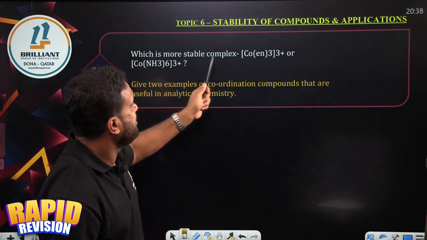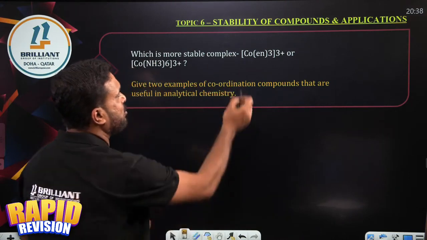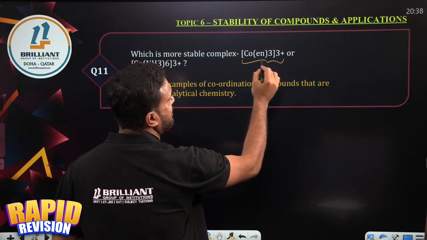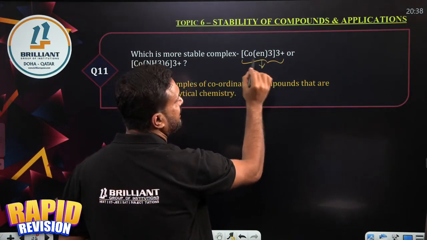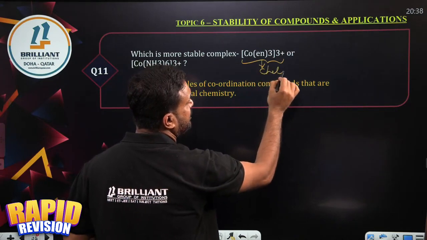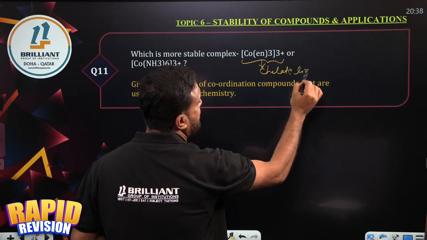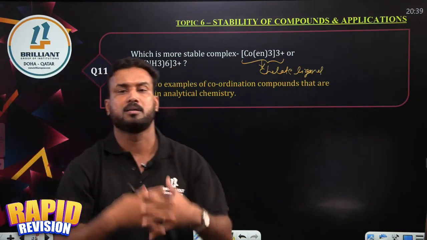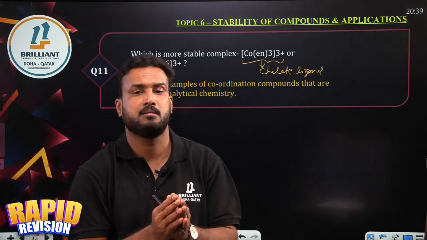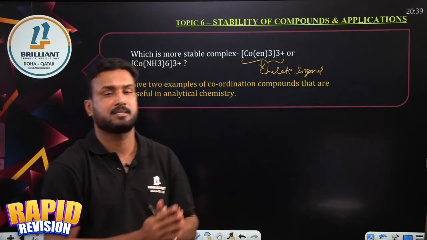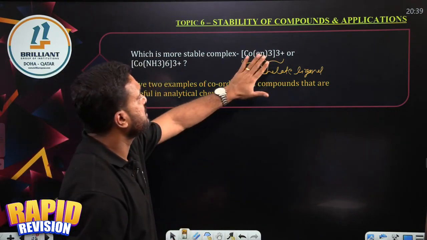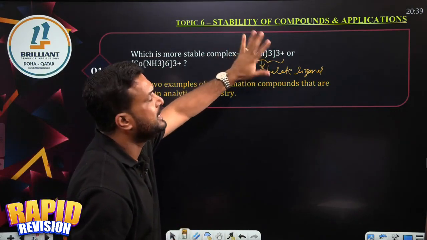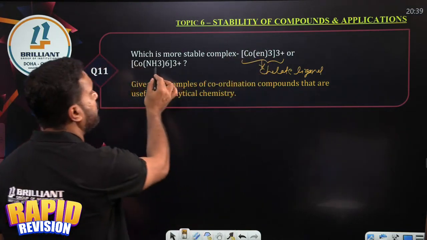So which is more stable complex? See, which is more stable complex? Co(en)3 3+. Here en is what? A chelate ligand. What is a chelate ligand, do you know? A chelate ligand forms a stronger complex due to that cage-like structure. So when en or EDTA is there, that complex will be more stable than one with a monodentate ligand.